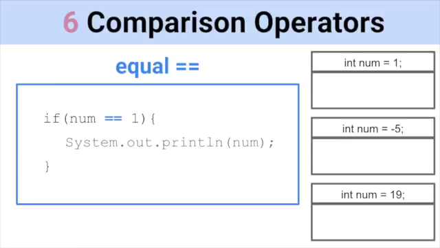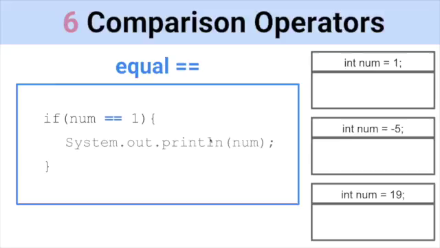The first one is equal. Now notice that there are 2 equal signs. We use one equal sign normally when we are declaring our variables, when we're giving our variables values, when we initialize them. When you're comparing, and you want to say if it's equal to something, you have to do 2 equal signs. So this statement says if the variable num is equal to 1, then it's going to print the variable num.